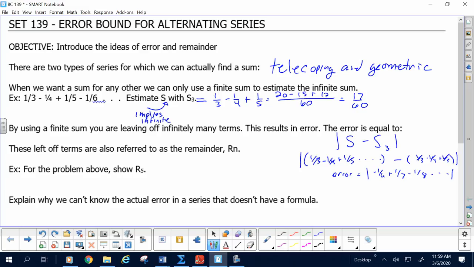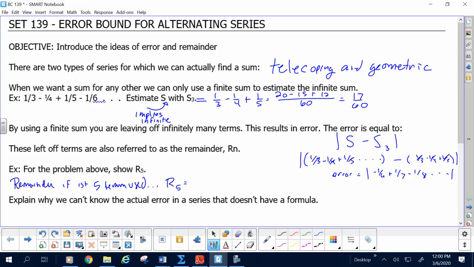Now that's also called the remainder. It's what's dropped off, a lot like in long division, which you took yesterday. Some of you did very well. The left-off terms are sometimes referred to as the remainder, sometimes the error. You'll see both. So if I asked you in the problem above to find R5, that means the remainder, or the dropped off, if the first 5 terms were used. So the remainder R5 is all the terms after the 5th term. It is not all the terms after 1/5.